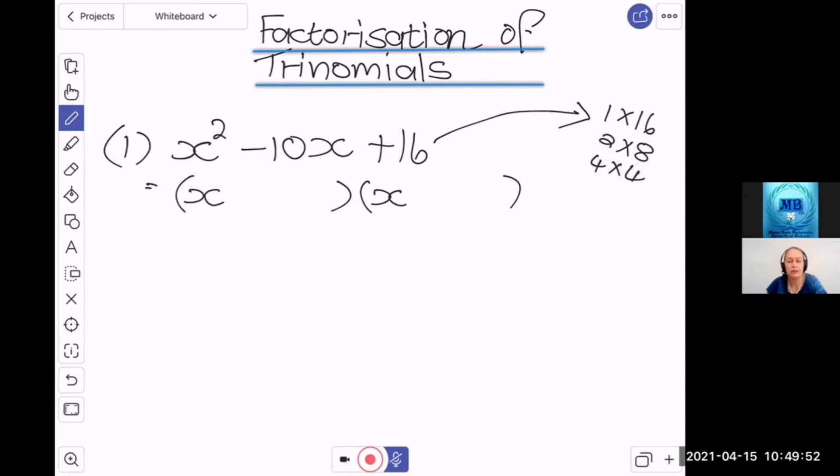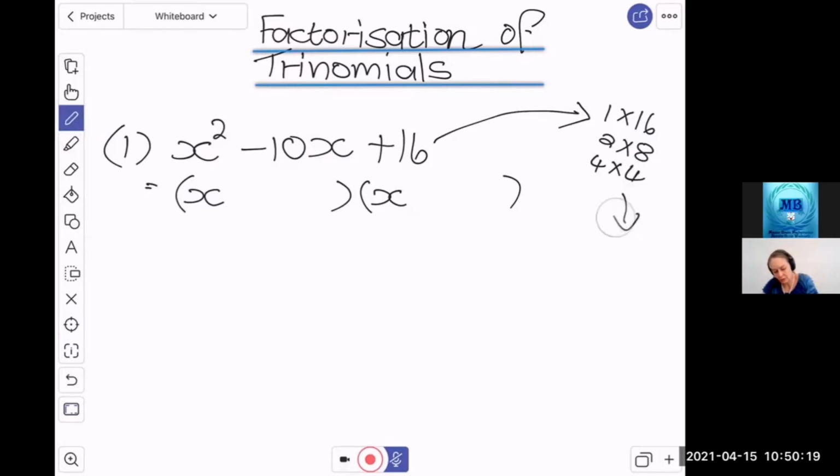Now we need to have a look at which grouping of two numbers, when we add them together, need to give us the value of 10. So 1 and 16 will not work because 16 plus 1 is 17 and 16 minus 1 is 15. Also 4 and 4 will not work. So the only grouping that will work in this case is the 2 and the 8. So we will select the 2 and the 8.